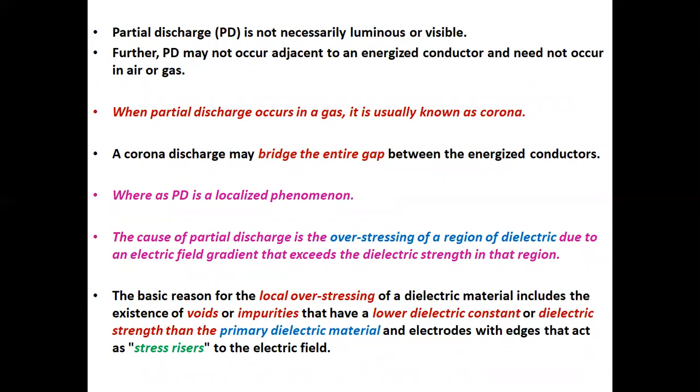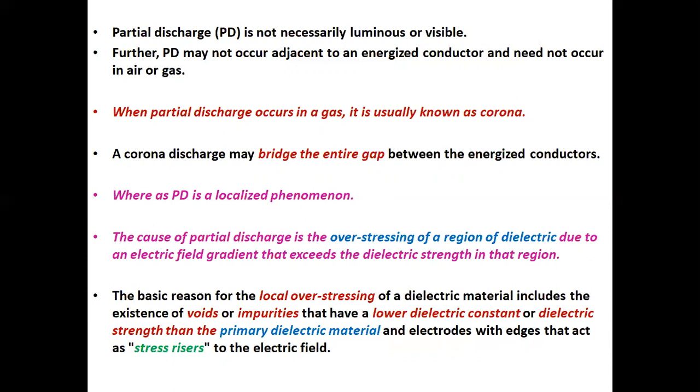Partial discharge is not necessarily luminous or visible. Further, partial discharge may not occur adjacent to an energized conductor and need not occur in air or gas. When partial discharge occurs in a gas, it is usually known as corona. A corona discharge may bridge the entire gap between the energized conductors, whereas PD is a localized phenomenon.